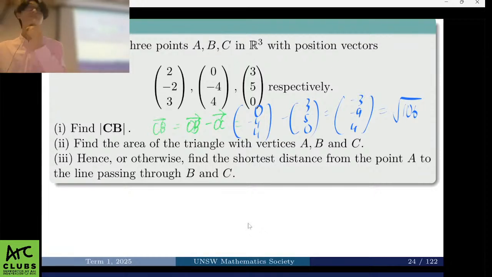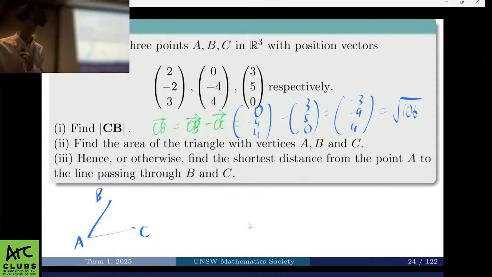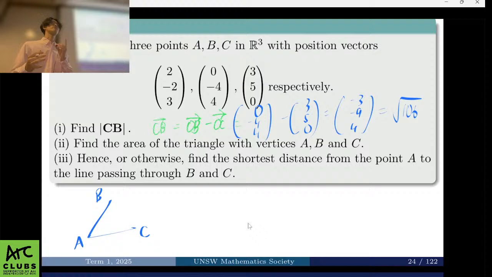Well, let's just visualize the triangle ABC first. So let this be A, B, and C. So we can already construct the vectors AB and AC themselves. And there's a couple of ways we can do this question, actually. Not just with the cross product. But for simplicity's sake, I will do the cross product method. And then maybe I will go into some other methods as well, just in case you guys forget the cross product.